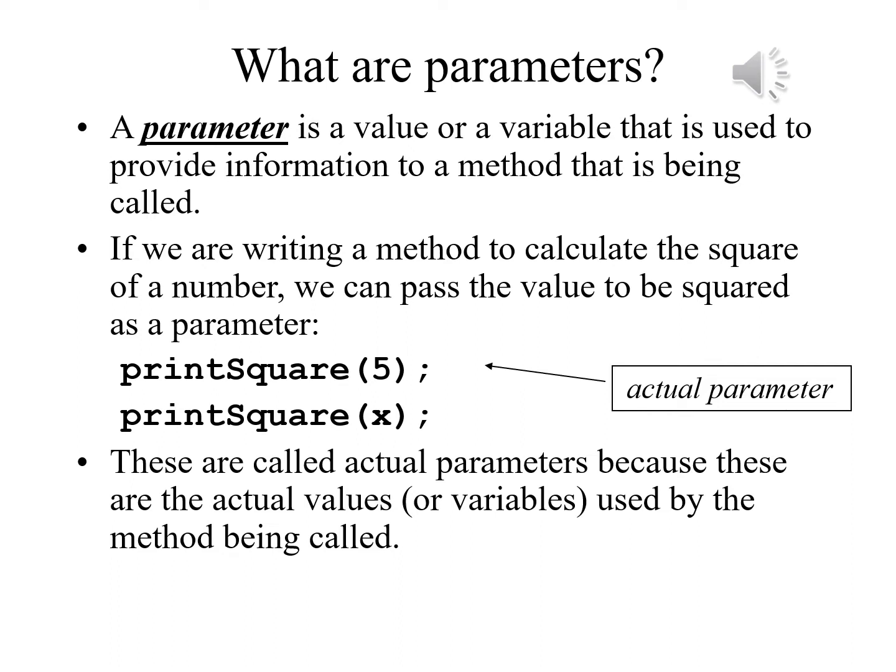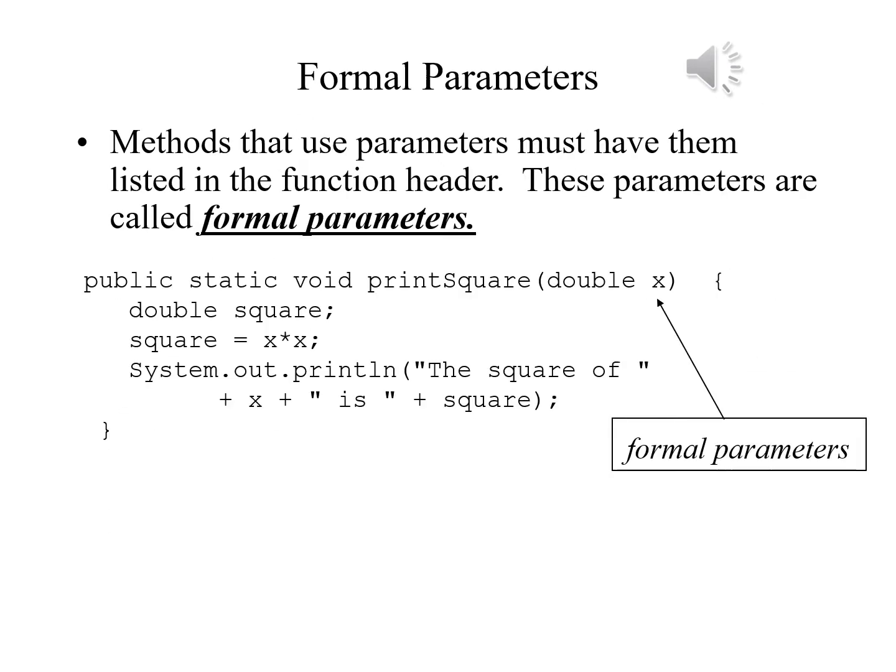These are called actual parameters because these are the actual values or the actual variables that we are going to have the method use when we call the method, including the name, so we can pass the information along. The methods that make use of these parameters must have them listed in the method's header. These parameters are called formal parameters.